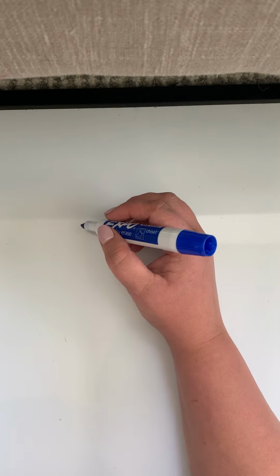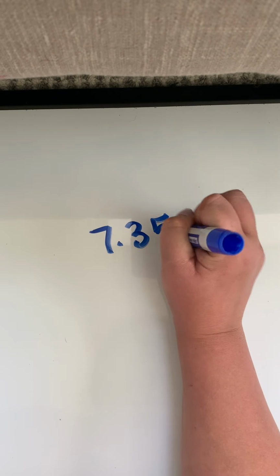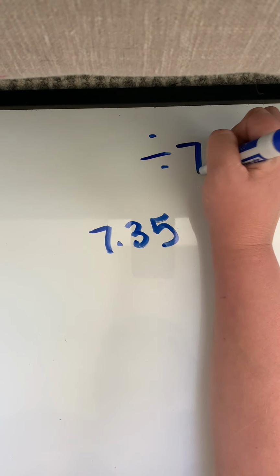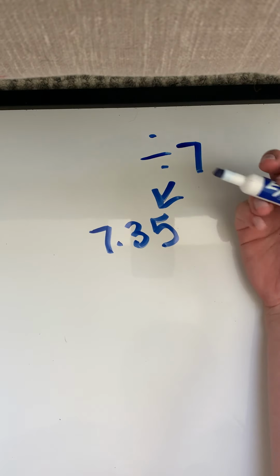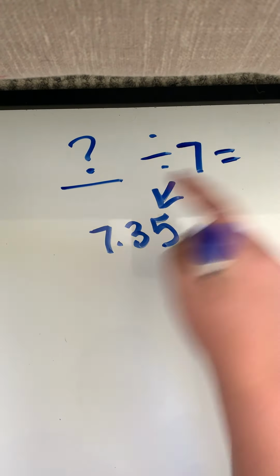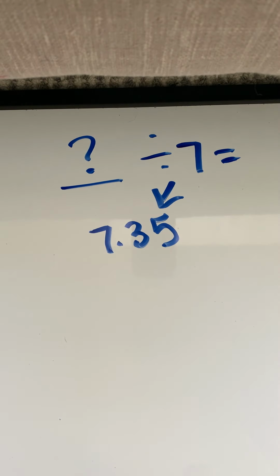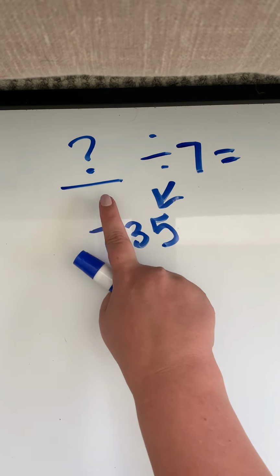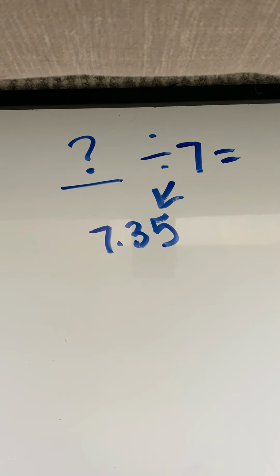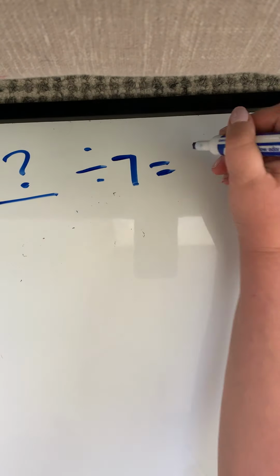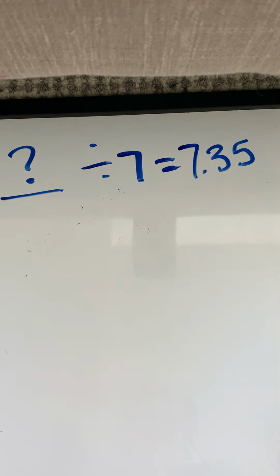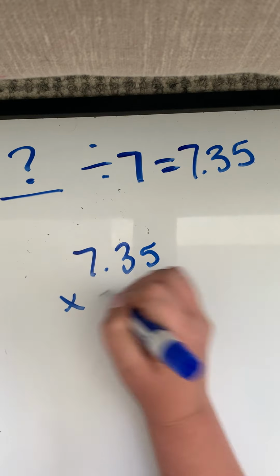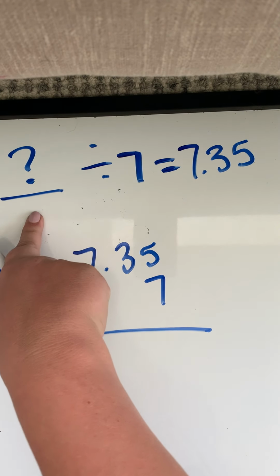Okay. So we know that the quotient is 7.35. We know that when she divides it by 7, she gets this. So I'm trying to figure out what number goes here, basically. Okay? What can I do that is the reverse of division to figure out what this number would be? Okay, I can multiply them, right? So I'm going to take my 7.35 and I'm going to multiply it by my 7 to figure out the first number here in my division problem.